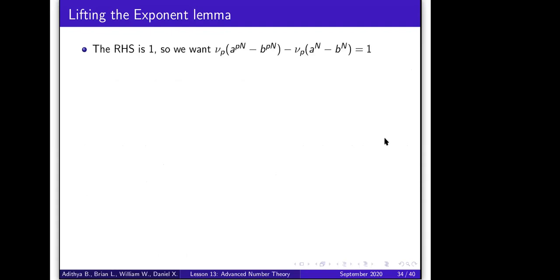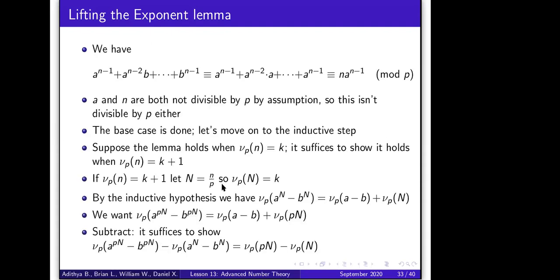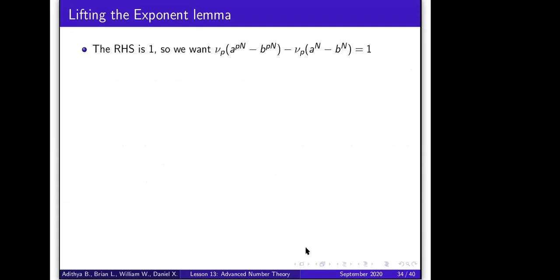Well, let's move on. If you take a look at the right-hand side here, the VP of Pn is going to be one more than the VP of n. It has exactly one more factor of P. So it's just one. So this is what we want to show now. And this is quite good. We want to show that the VP of something is 1. So we have to show that it's divisible by P, but not P squared.